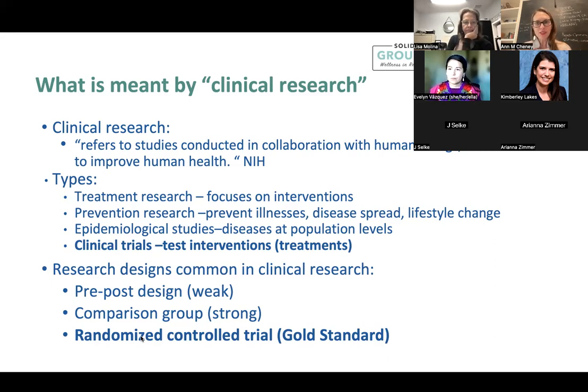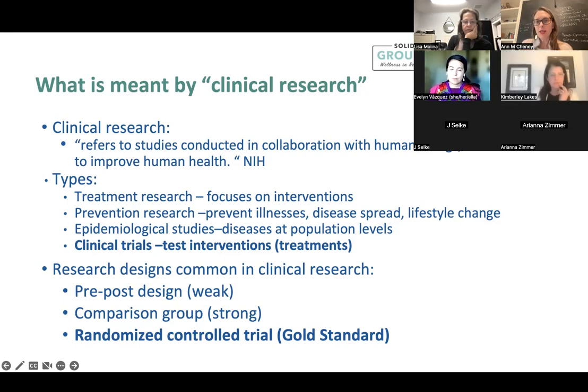And I want to pause for a second and ask Dr. Lakes if there's anything that you would like to add. Dr. Lakes has a lot of expertise in randomized controlled trials.